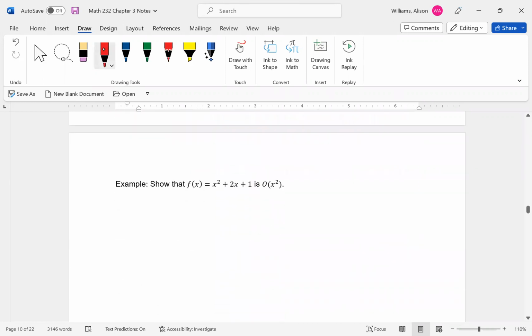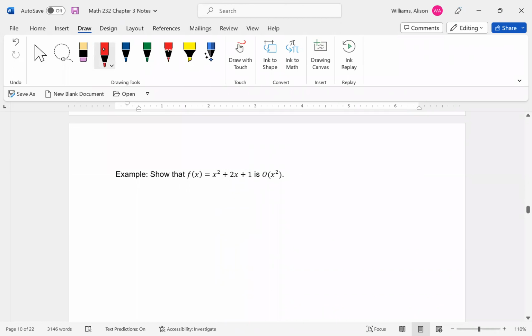Okay, so let's look at an example of how this can be done in a simple way. All right, so we have f of x equals x squared plus 2x plus 1, and we want to show that it is big O of x squared. In other words, I want to find some magic constant c that, when I multiply it by x squared, is bigger than f of x after a certain point. Now we could graph this, and we will, but it's possible to do it without graphing, and I want to show you how.